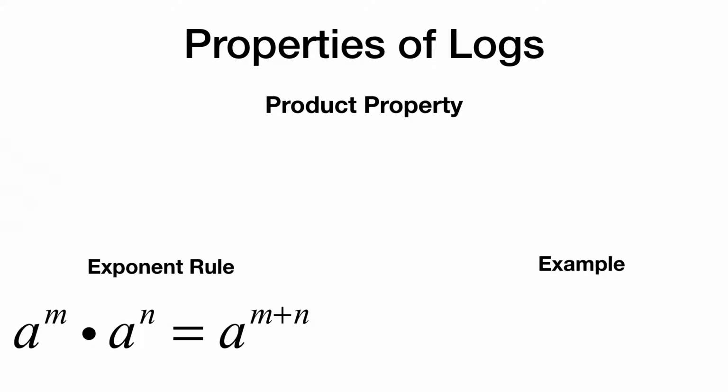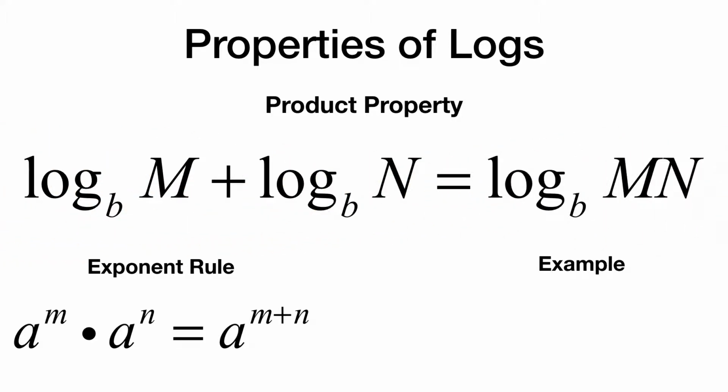If our exponent rule is a to the m times a to the n, it becomes a to the m plus n. That is our exponent rule, but let's talk about what that means for logs. In logs, that means log base b of m plus log base b of n is the same as log base b of m times n. So, for example, log base 3 of 2 and log base 3 of x, when you add them together, become log base 3 of 2x.